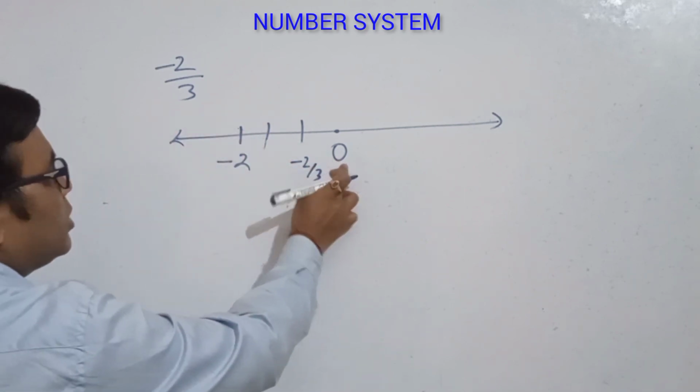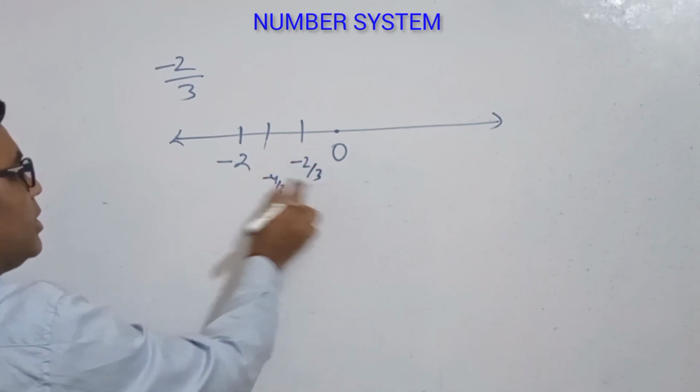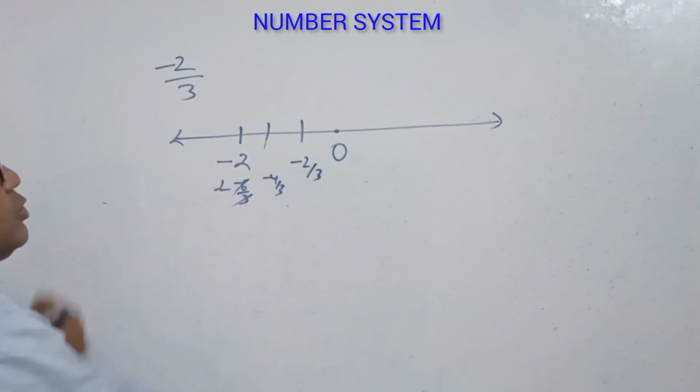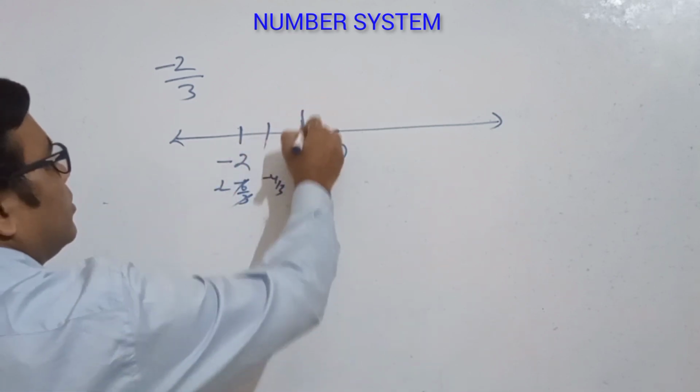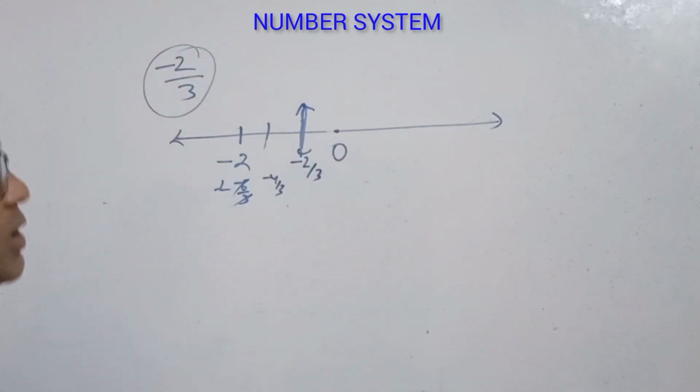But from 0, this one is minus 2 by 3, this one is minus 4 by 3, and this one is minus 6 by 3, that is equal to minus 2. But minus 2 by 3 can be represented as this line.